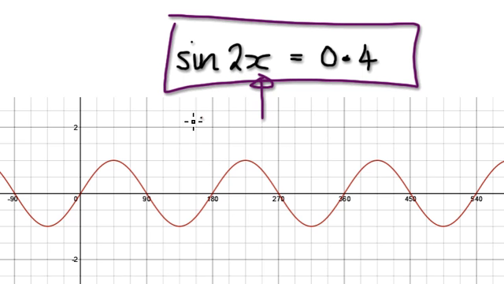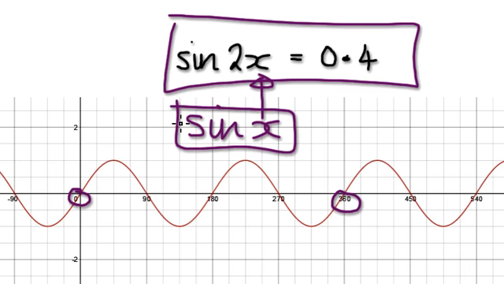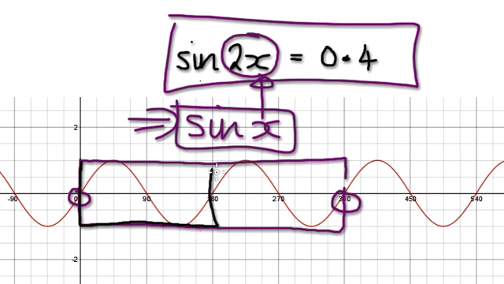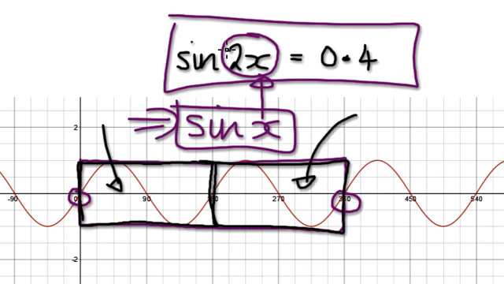And remember that your normal standard sine of x graph will give you a period of 360. So this here will be one period. But because you've got sine of 2x here, really you've got two periods. So this here is one period, and then you've got another period here. So in effect you've got two cycles, one here and one here.